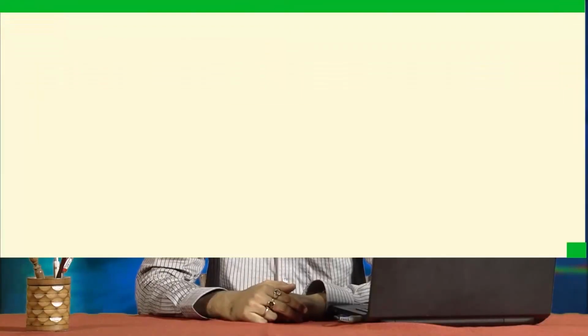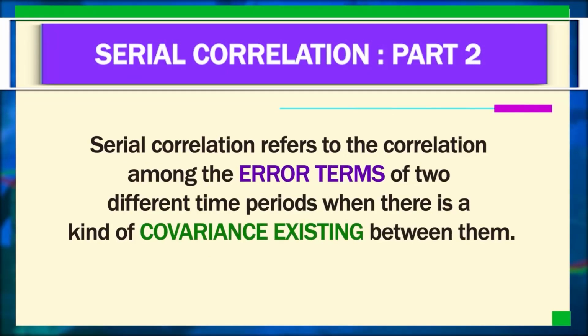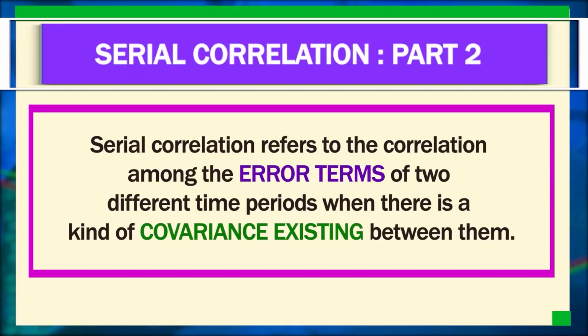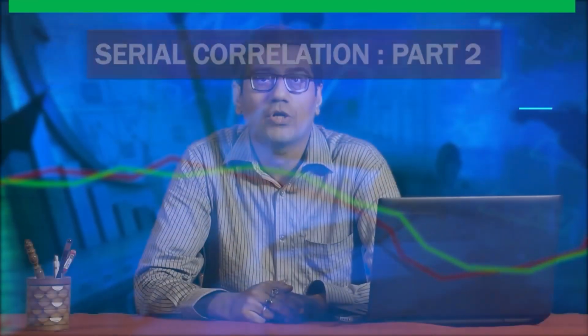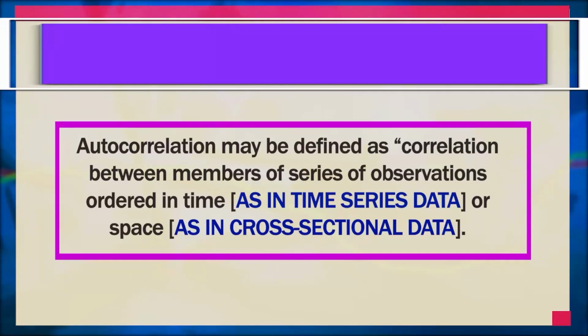Serial correlation, part 2. Serial correlation refers to the correlation among the error terms of two different time periods, when there is a kind of covariance existing between them. So by serial correlation we mean that the disturbance terms, the stochastic terms, are interdependent on each other, and this poses the problem of self-regression or self-correlation among each other. So this invites the problem of serial correlation or autocorrelation.